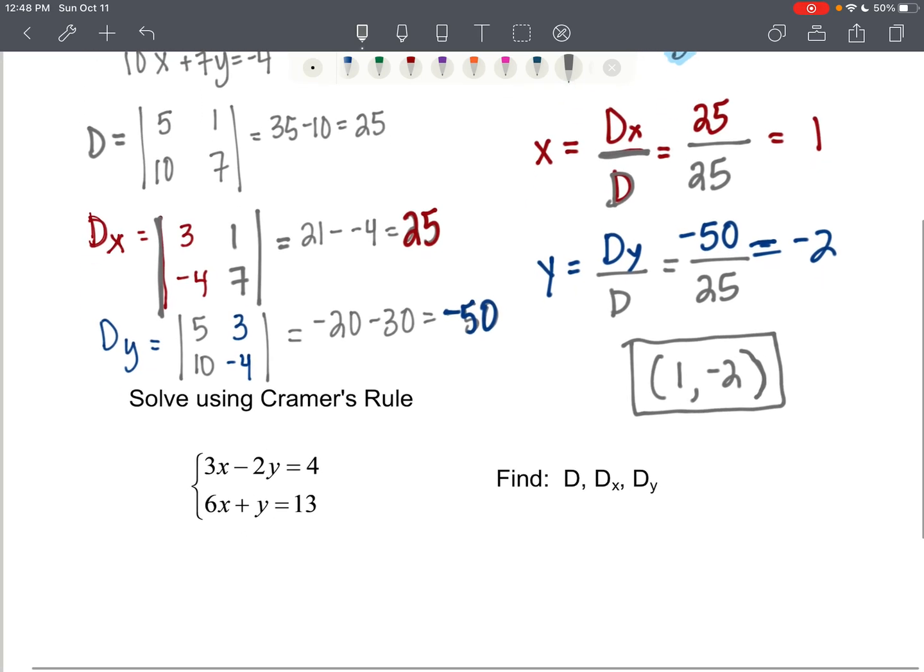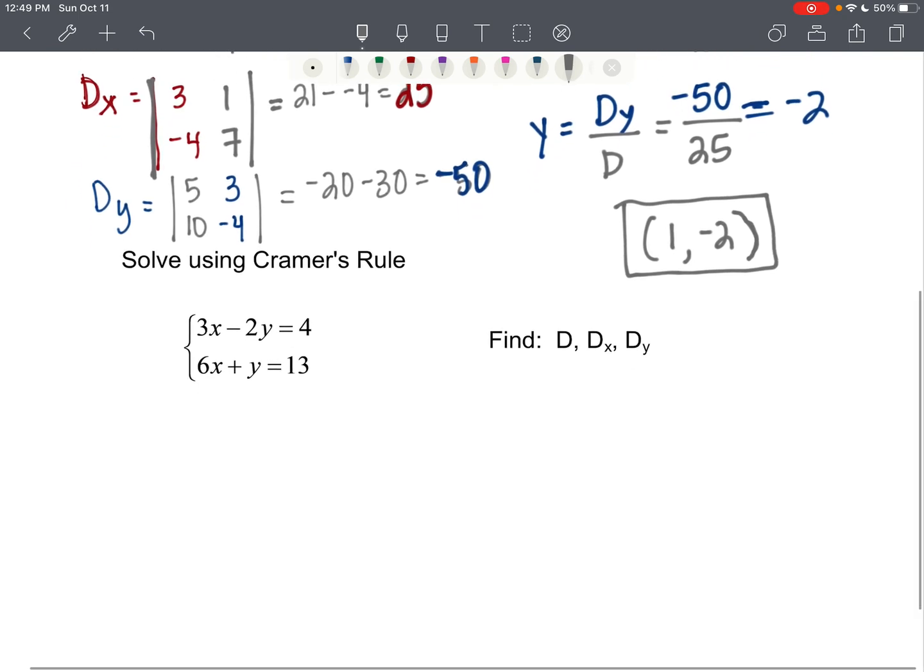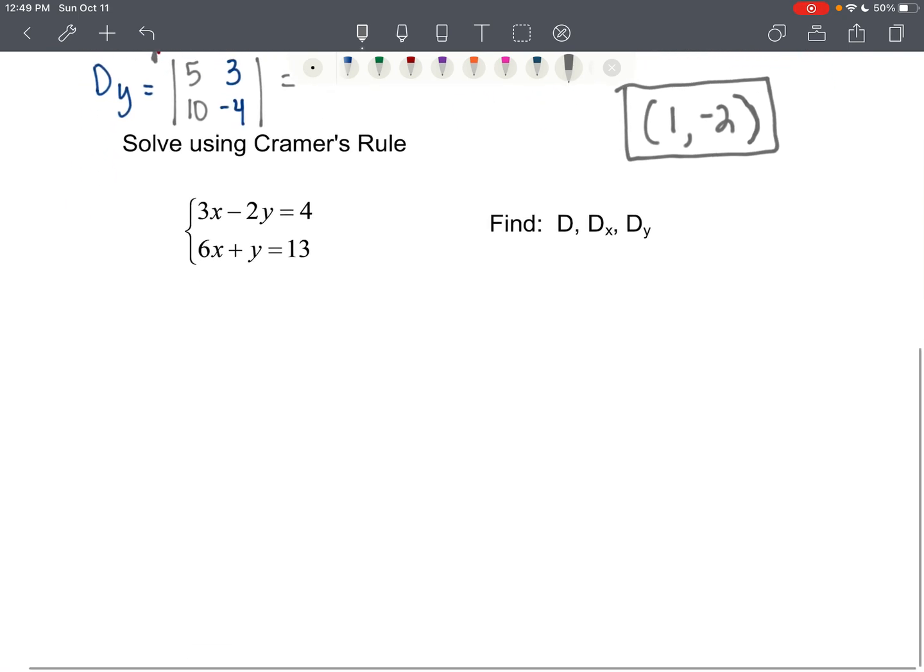Okay, let's try that again. Here's another example. We're going to find the determinant, and we're going to find the determinant of x, and we're going to find the determinant of y. So if you did not understand that the first time, I'm going to take an opportunity to explain it once again.